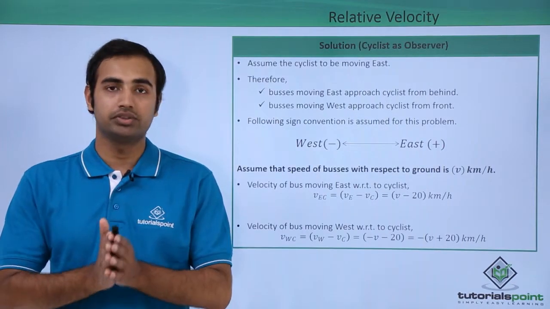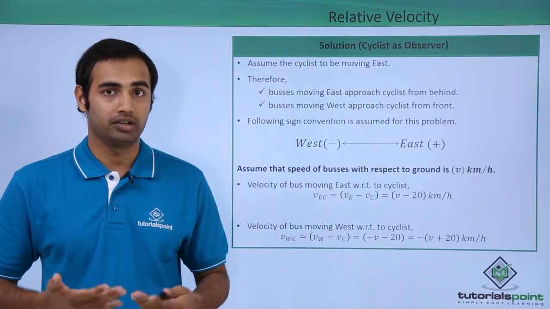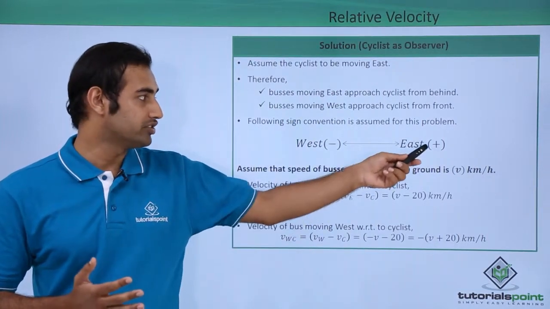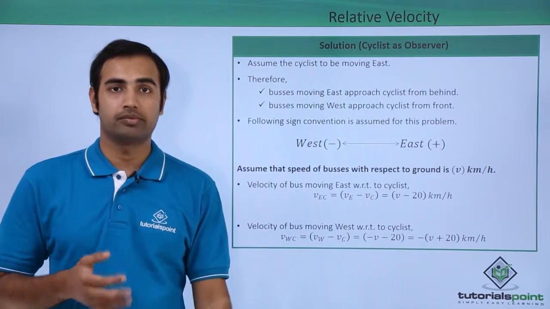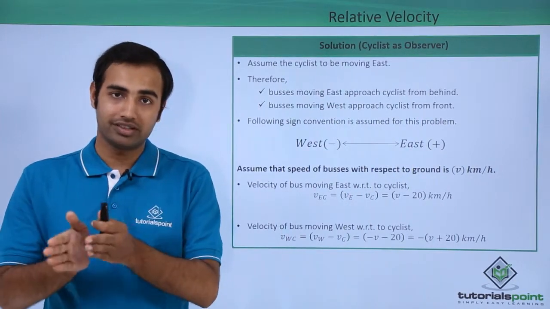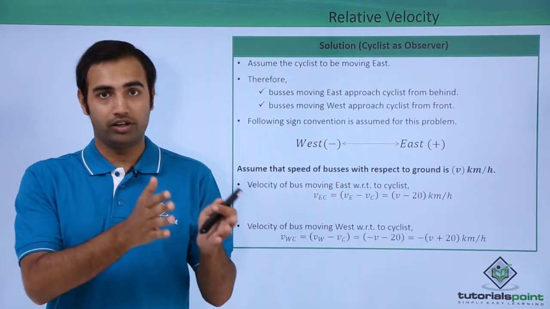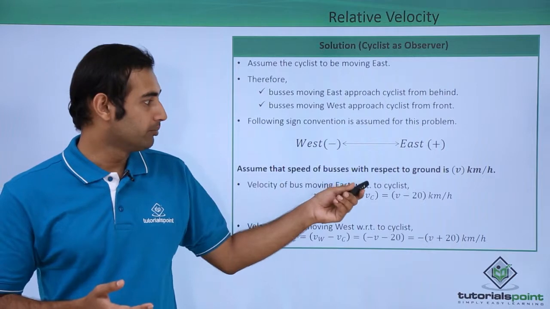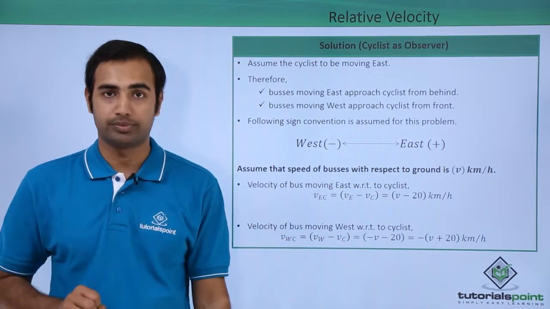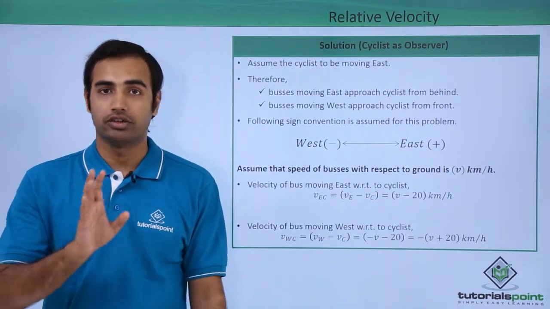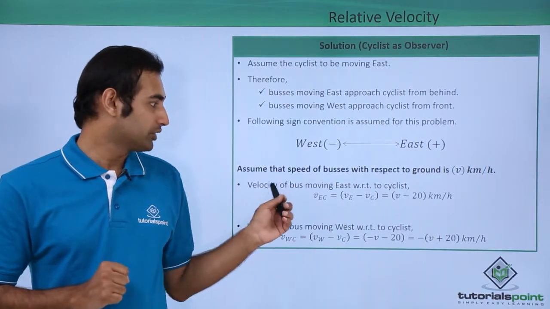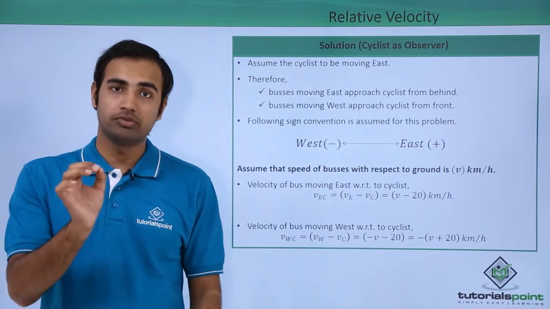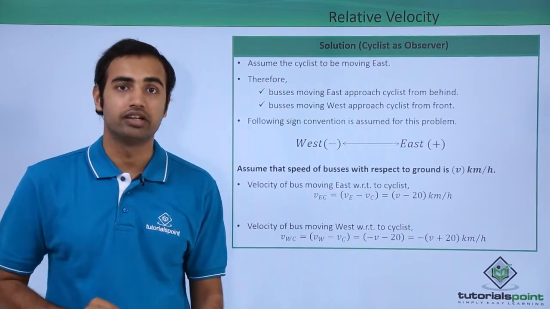The first thing that we'll do is assume a sign convention for the entire question. We'll assume the cyclist to be going east first, and then we'll assume east to be the positive direction. Automatically west will become the negative direction. So all the buses traveling east will have a positive velocity, all the buses traveling west will have a negative velocity. Now we assume the speed of buses with respect to ground to be v kilometers per hour that we actually have to calculate the value of later. Also, all the buses moving east will be labeled as velocity VE. All the buses moving west will be labeled as velocity VW.